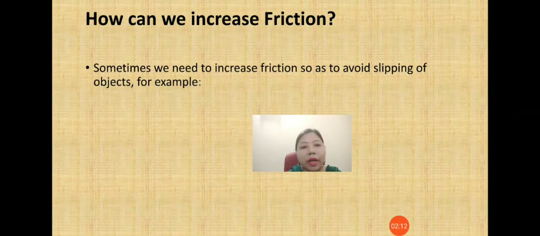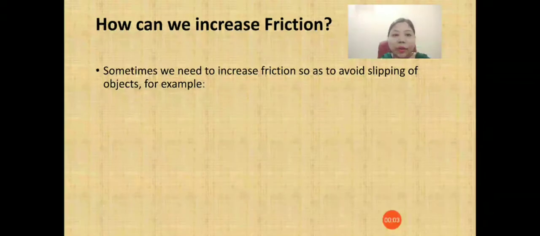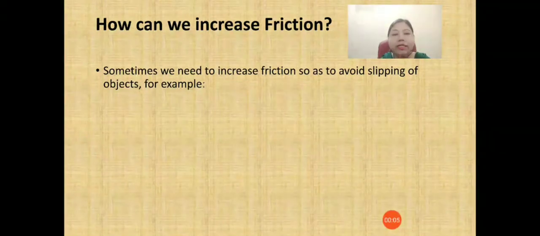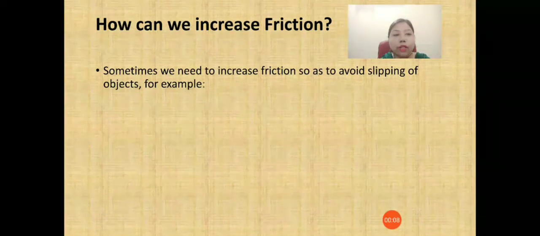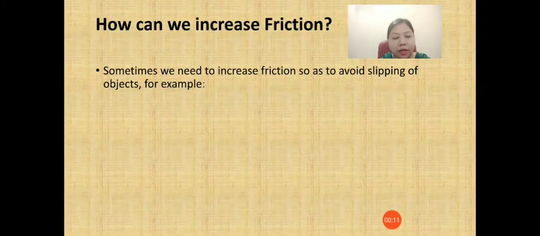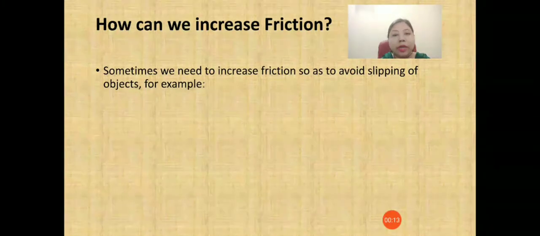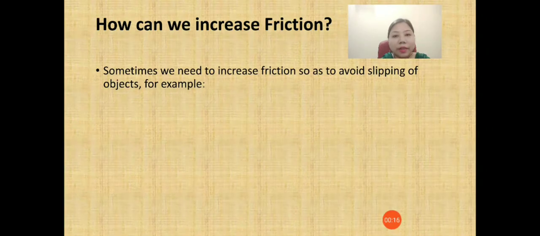Now, children, I had already mentioned that there are situations where we have to increase friction and why there is a need to increase friction. Sometimes we need to increase friction so as to avoid slipping of objects. How can we increase friction? We can increase friction by making the surface rough. So, we know that when the surface is rough, friction increases and when the surface is smooth, friction decreases. So, we can increase friction by making the surface rough.